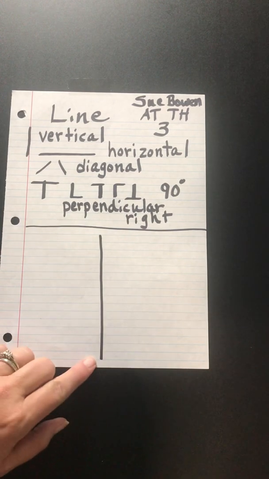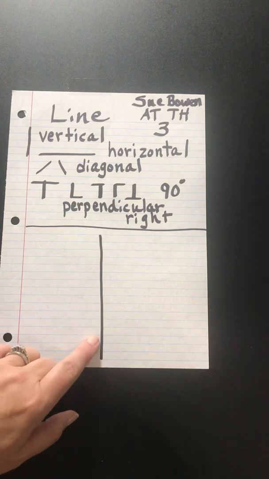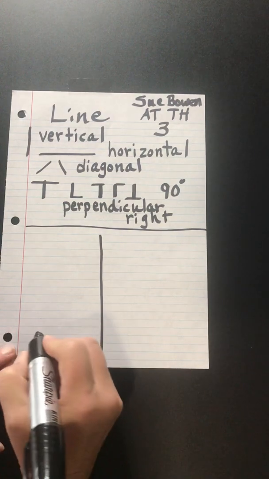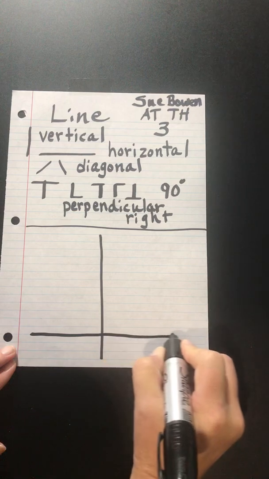All right, we've got our vertical line. Let's go down here and let's only go up about 1, 2, 3. Let's go up about 3 lines. And let's draw a big long horizontal line.